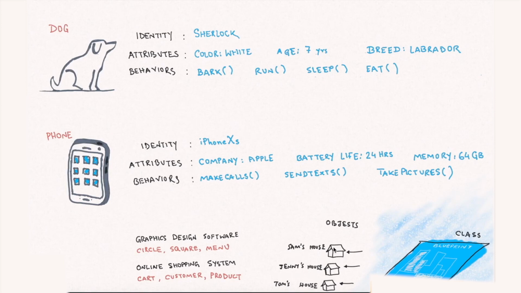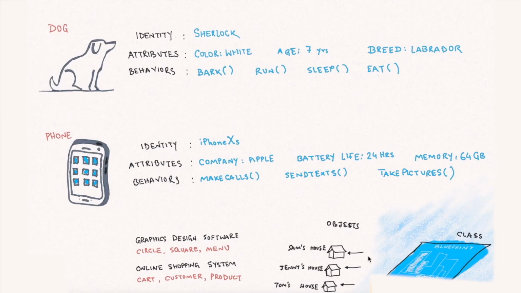This house will have the same attributes as this house, and this house will also have the same attributes as all the other houses, because you created it from the same blueprint, right? So all of these houses will have attributes, behaviors, and identities, but the identity would be different and the values of the attributes would be different, but the behaviors will be more or less the same.